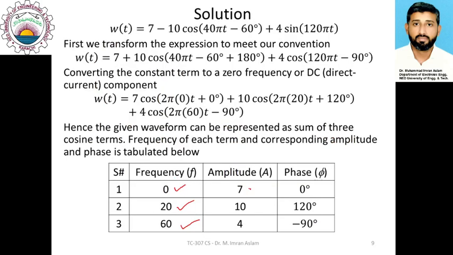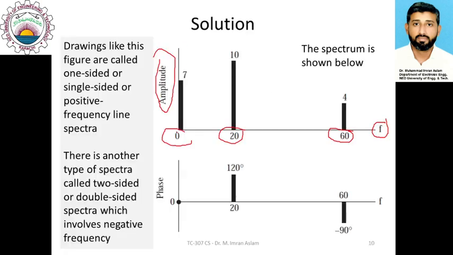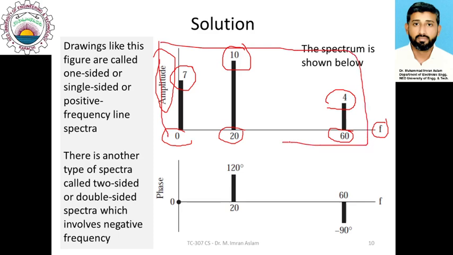At 0 frequency the amplitude is 7, at 20 frequency the amplitude is 10, and at 60 frequency the amplitude is 4. So at 0 we have plotted the amplitude of 7 units, at a frequency of 20 we have plotted the amplitude of 10 units, and at the frequency of 60 Hertz we have plotted the amplitude of 4 units. So this completes our amplitude spectrum here.